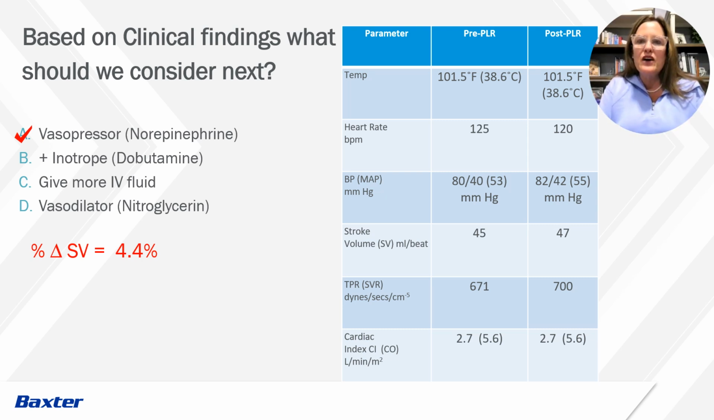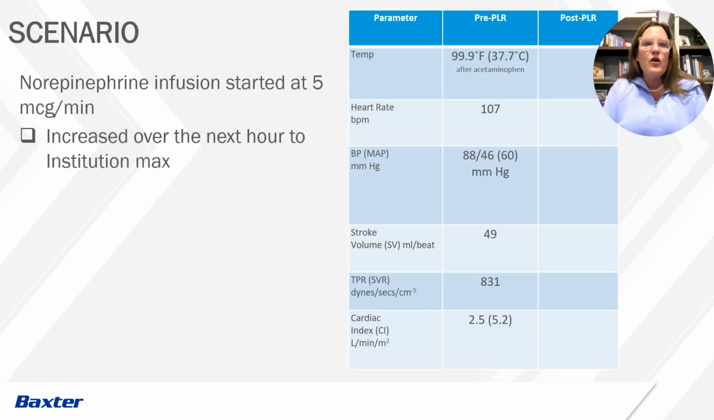So now let's move on. We started that norepinephrine at 5 mics per minute, and we increased that over the next hour to our institution's max. I don't know if you have an institution max, but I just wanted to put that out there because most likely many of us do. So we know that we're at the max, and let's look at our numbers. We have a heart rate that's gone down a bit, which is good, and our temperature's gone down a bit. We did give some Tylenol to that patient.